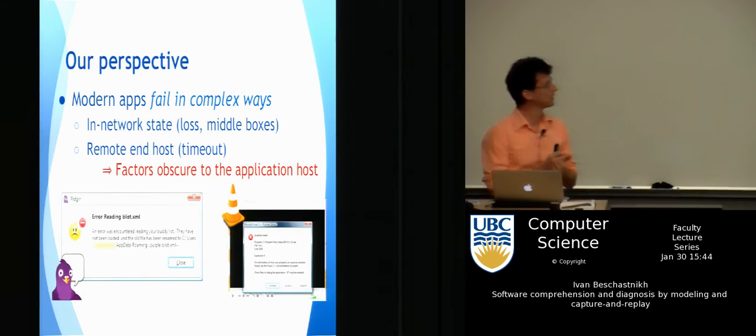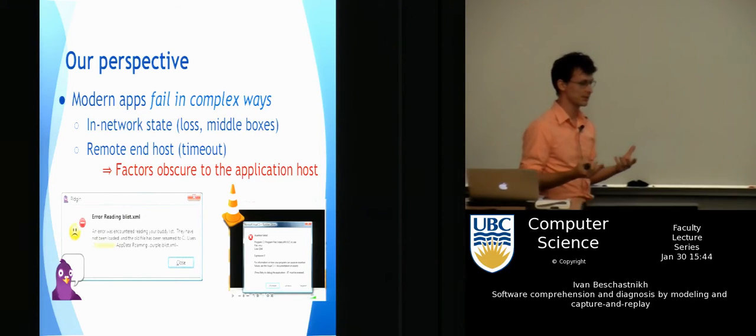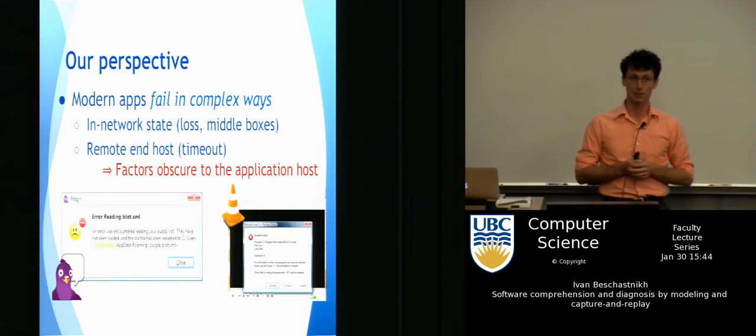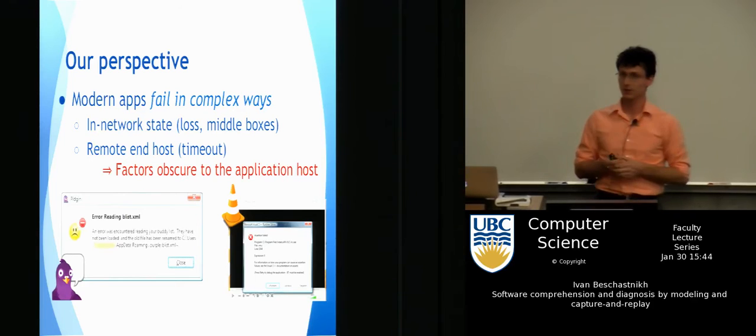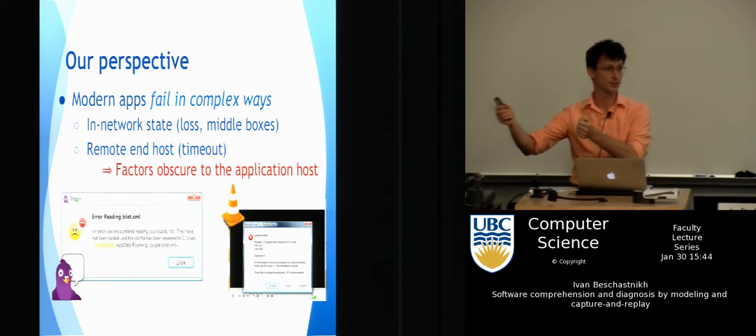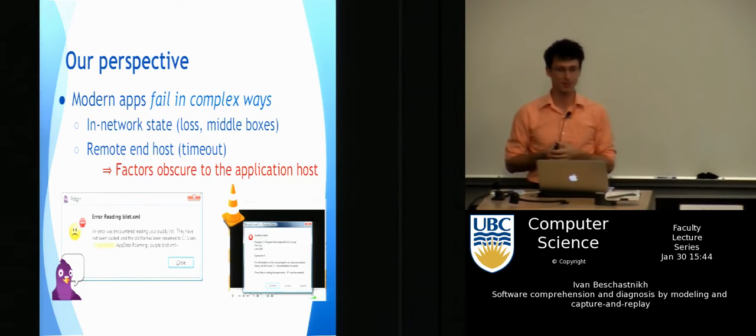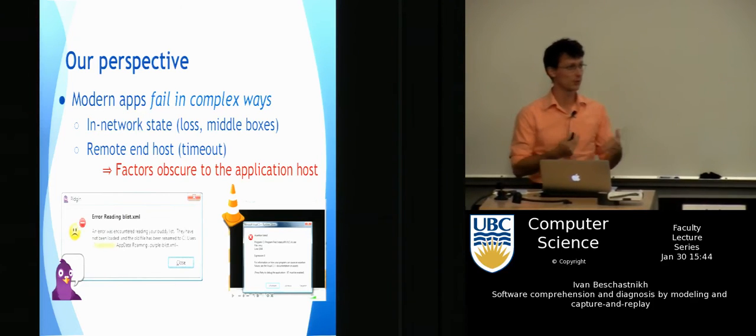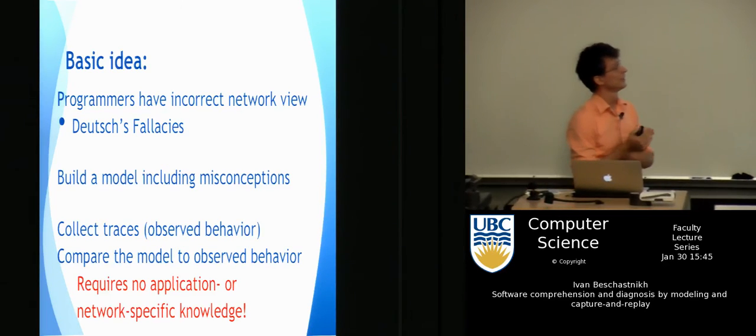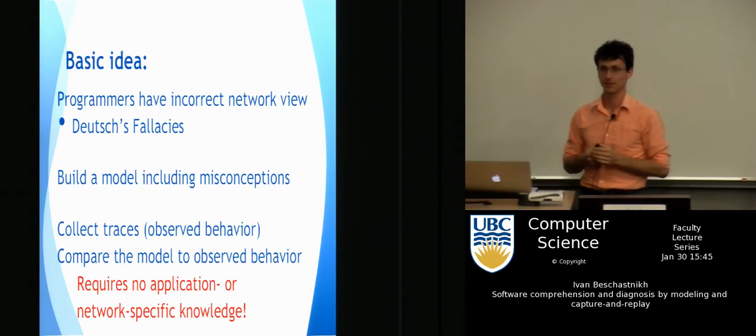And the perspective in NetCheck is that a lot of these distributed applications fail because of state that is not actually local to your system. You're connecting through a really complex network, so maybe there's some network problem. You're actually talking to a bunch of peers in Skype, so maybe it's a problem at some remote peer that you're connecting through. All of these factors obscure the behavior of your application, and so you have no way to actually understand it. And the basic idea in NetCheck is to say that the people who have built the application have probably made some incorrect assumptions.